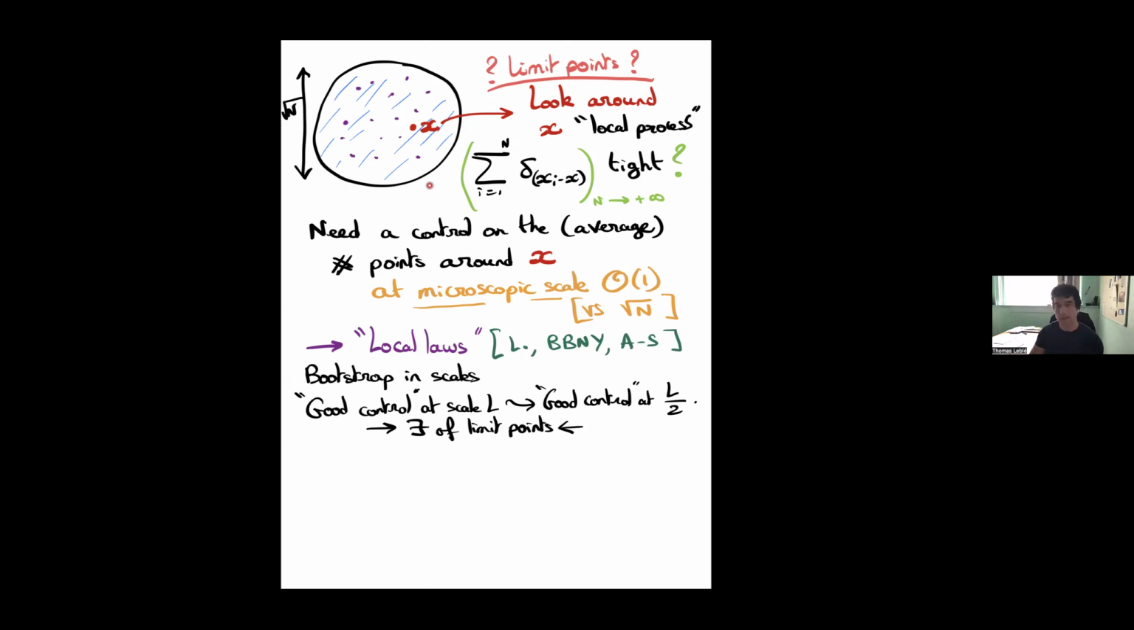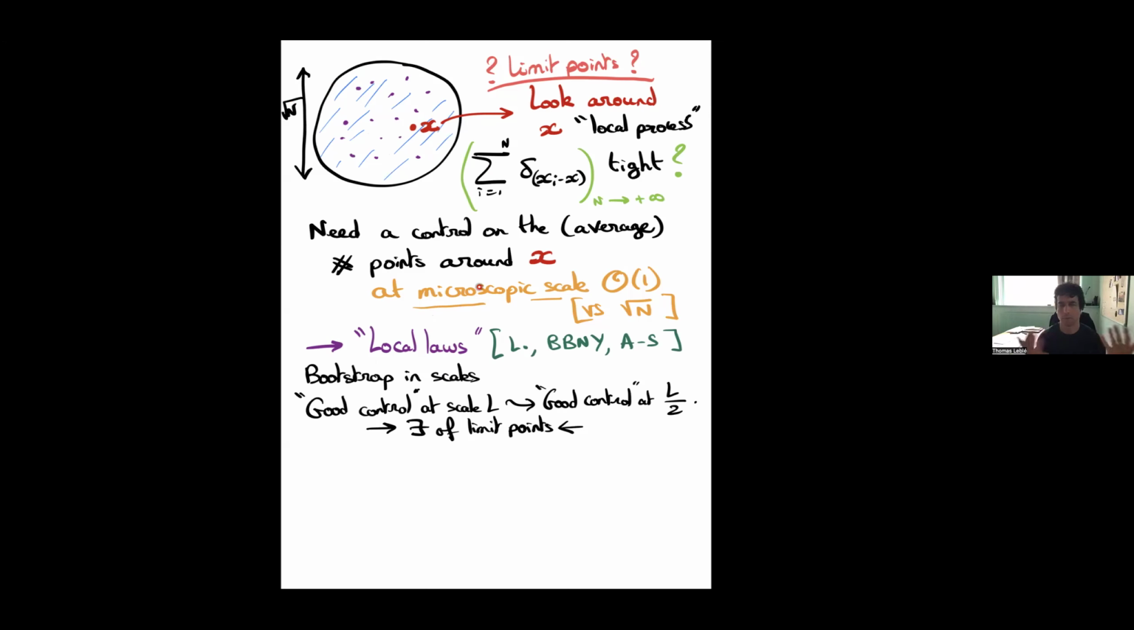But the problem is that the only information you get for free is that globally you have a good understanding of the number of points. Well, okay, that's for free. Globally, you have n points in a domain of area n, square root n times square root n. And you would like to go down in scales and realize that in a disk of size 10 around X, you have basically 100 points. And this is the point of local laws.